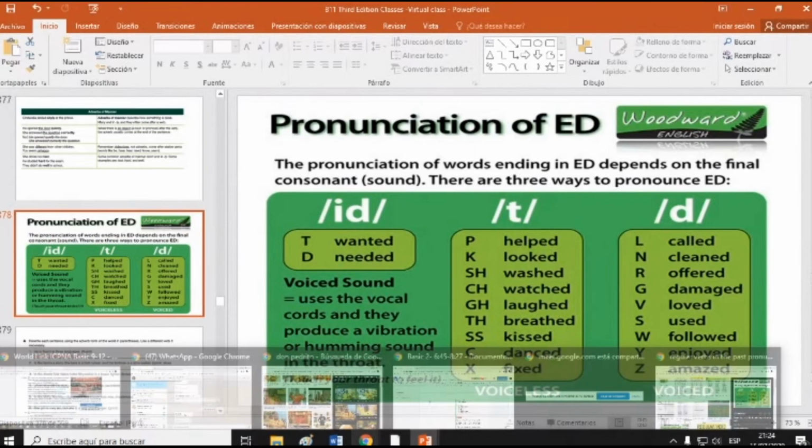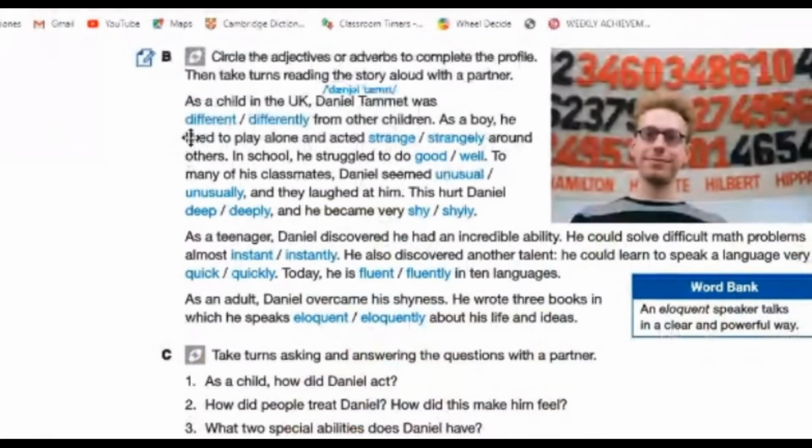For example, here, when you have liked, ¿no? As a boy, he liked to play alone, and he acted. Acá sí, acted con ed. And he acted strangely around the school. He struggled, ¿no? Struggled. Incluso pareciera que lo estuvieras leyendo en el presente. He struggled to do, pero no estoy diciendo he struggle, ¿ya? Entonces que tengan bastante cuidado con eso.